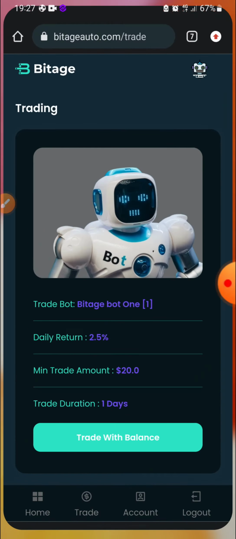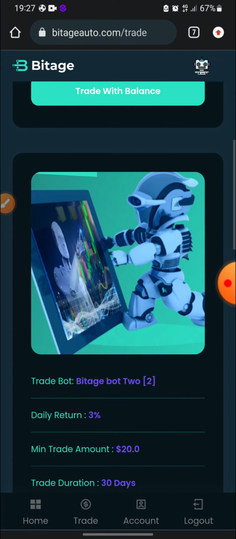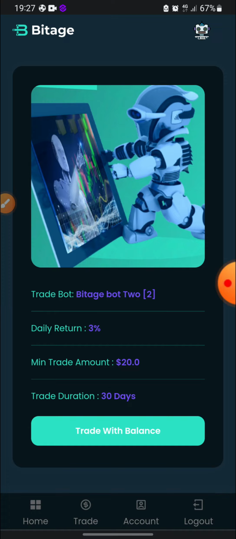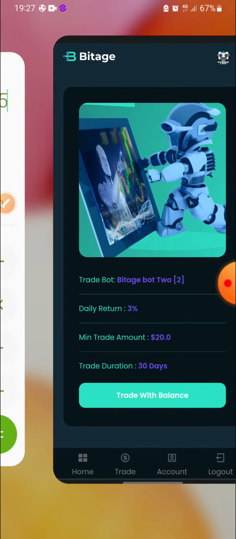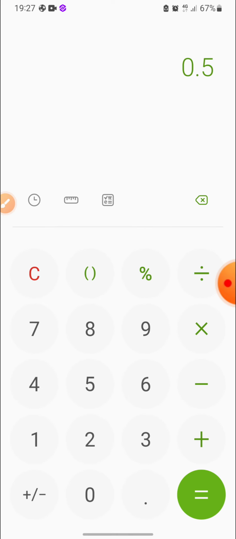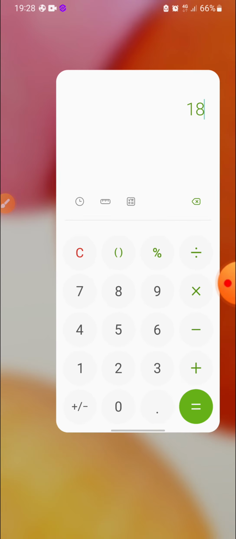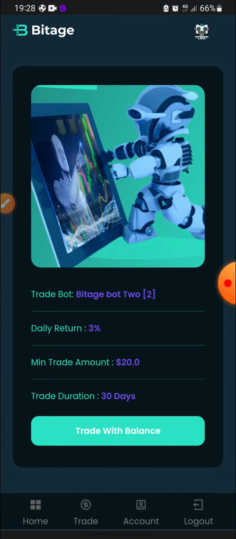But for this one, for the bots, for the battlesteed.ai 2, they are going to lock it for 30 days. You are going to get your profit, but the capital will be locked for 30 days, and you are getting 30% of your deposit, your trading amount. So let's assume you are using the minimum again. You are getting 3%, so that's 0.6 for 30 days. So you make the total of $18. That's nice, and so on.